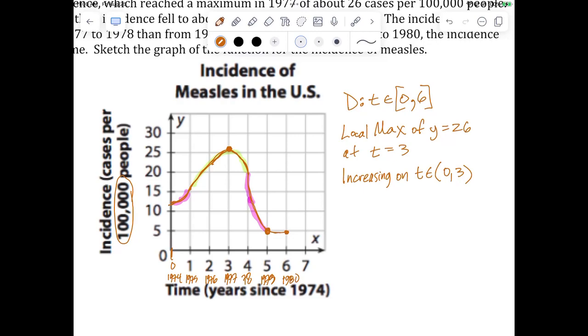It's still going downhill. What about at year 5? Is it still going downhill as it levels off? I would say, yeah. It doesn't go straight across, okay? That's not really reasonable. So it's still decreasing, but just very slightly. So then we could say that this function is decreasing on the interval t epsilon 3 to 6.